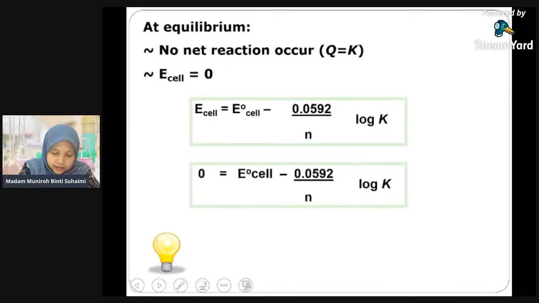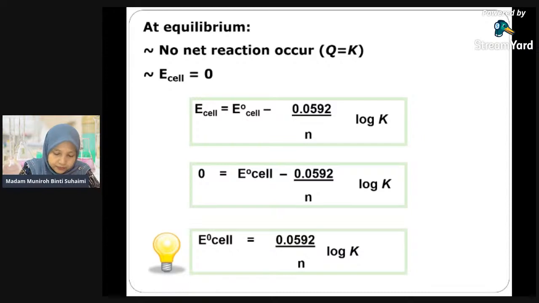Next, what happens at equilibrium? At equilibrium, no net reaction occurs, so Q equals K. When E cell equals 0, the formula becomes E0 cell equals 0.0592 divided by n log K. So log Q becomes log K, because the reaction is at equilibrium.